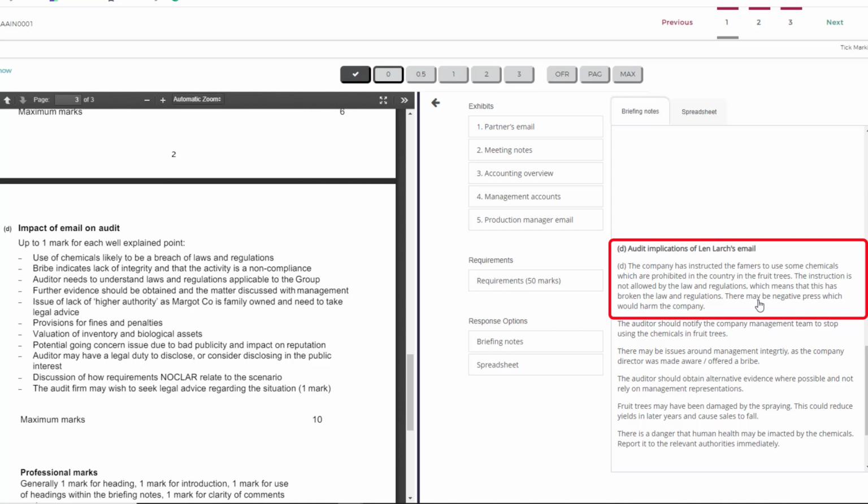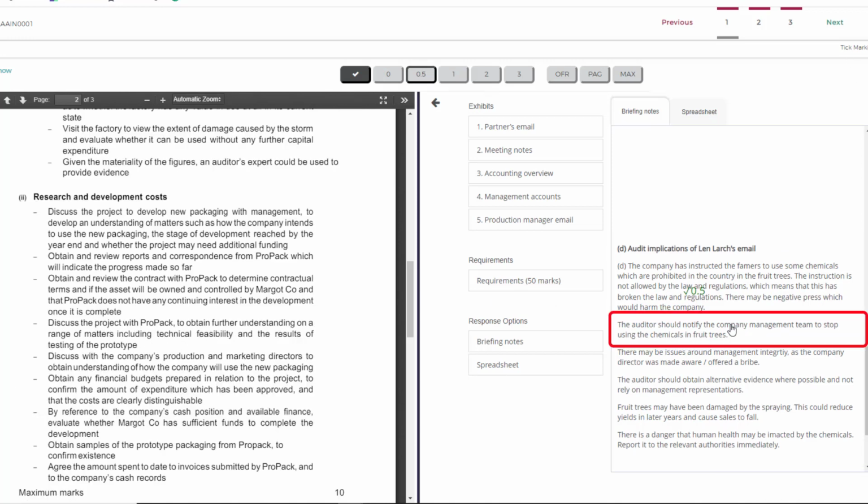So the audit implication of these breaches of laws and regulations is that there could be unrecorded liabilities for the fines. It could be that the regulator might get involved and might well withdraw their license to trade. And that could impact going concern. So this hasn't done quite enough. So I'm only going to give this half a mark because it hasn't really answered the question, although it has made decent points.